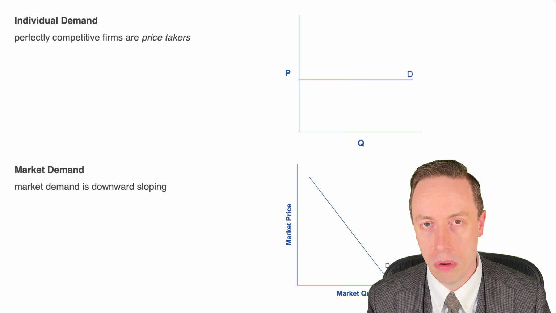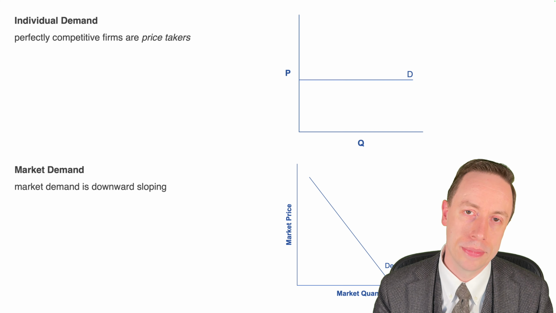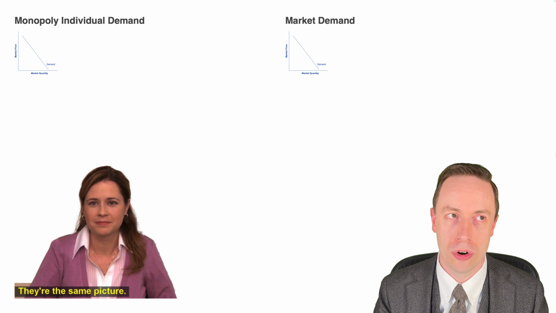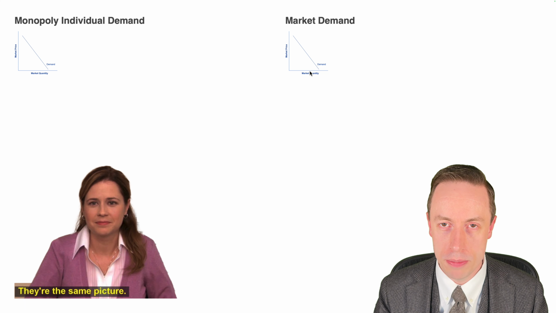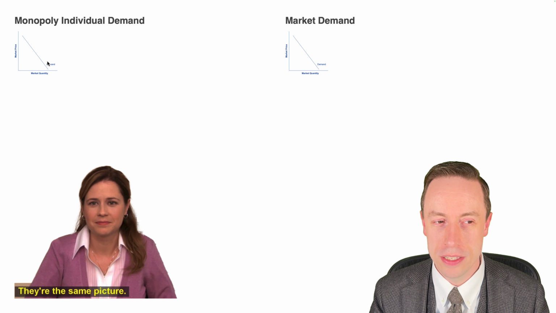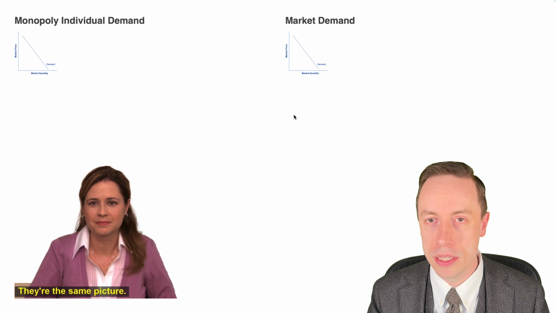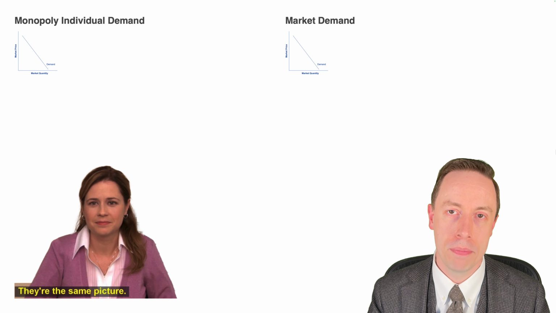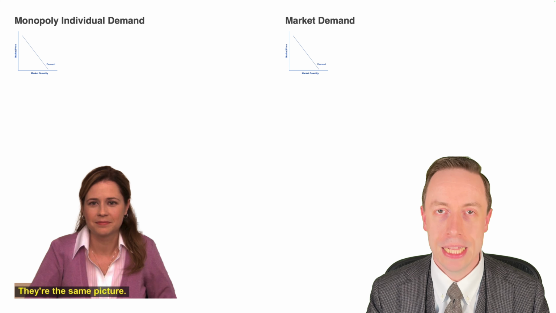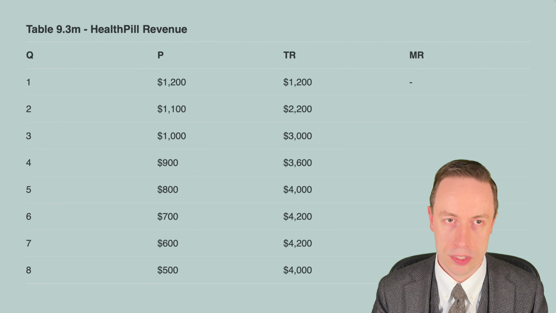But now, look at a monopoly. A monopoly literally faces the market demand curve. So we're talking about the market demand curve, and we're talking about the individual demand curve that a monopolist faces. It's literally the same picture. And we've got that price and quantity trade-off. Let's look at that numerically next.